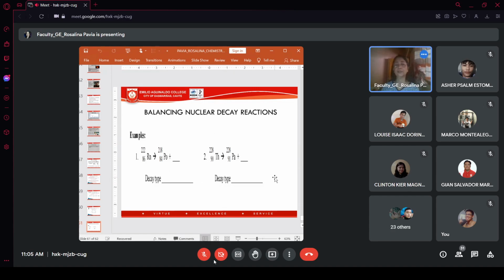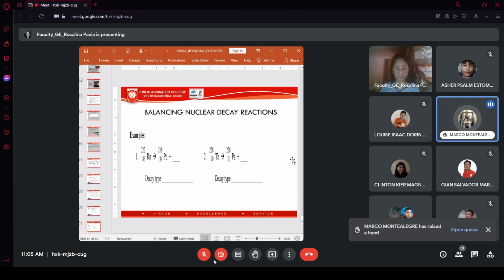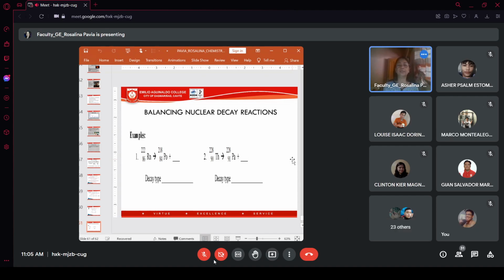Okay, how about the other one? What type of decay and what are you going to add? Check your periodic table. What is element symbolized by capital P and A? It is under the actinide series. Tama, actinide series. What? Protactinium po. Okay, protactinium. Protactinium is a radioactive element. Okay, so what should be added?